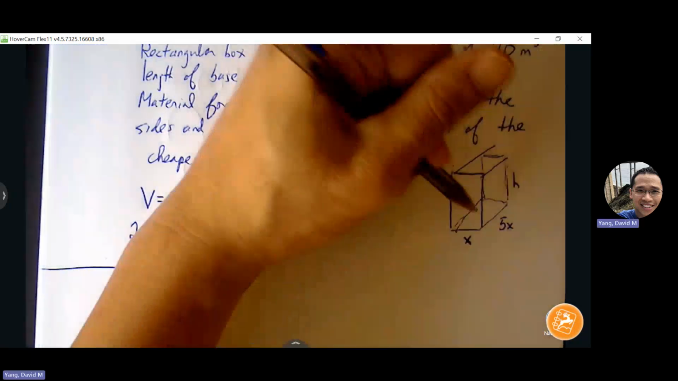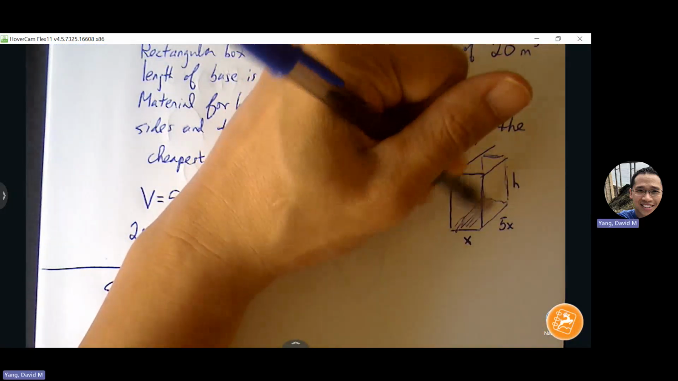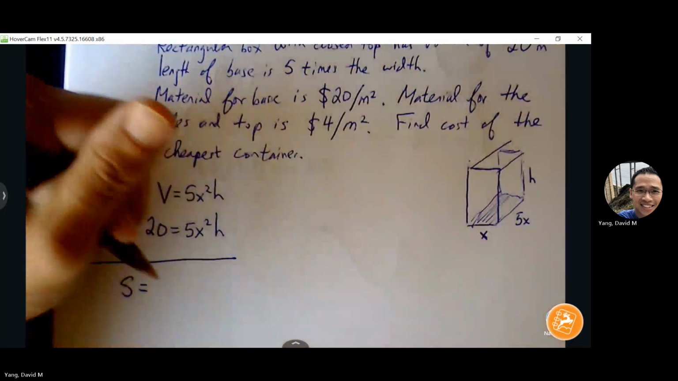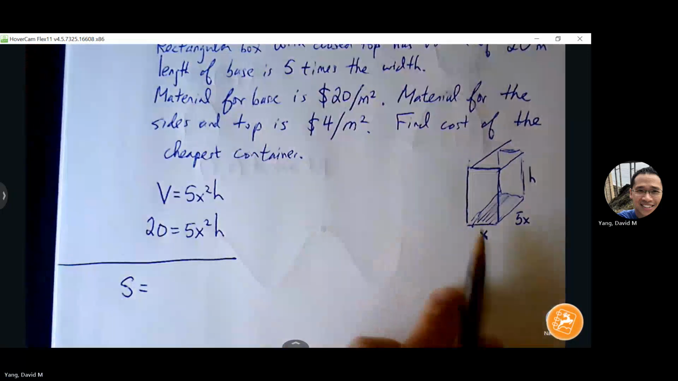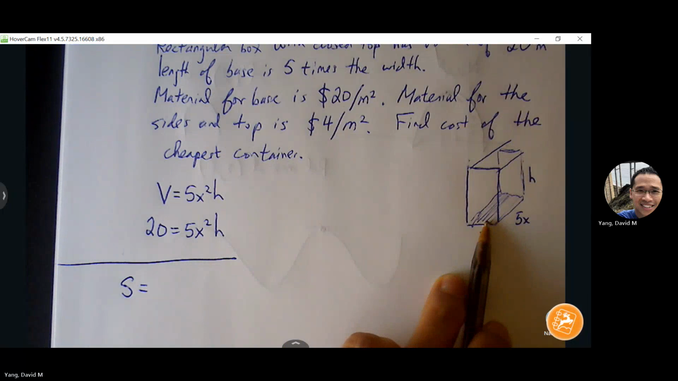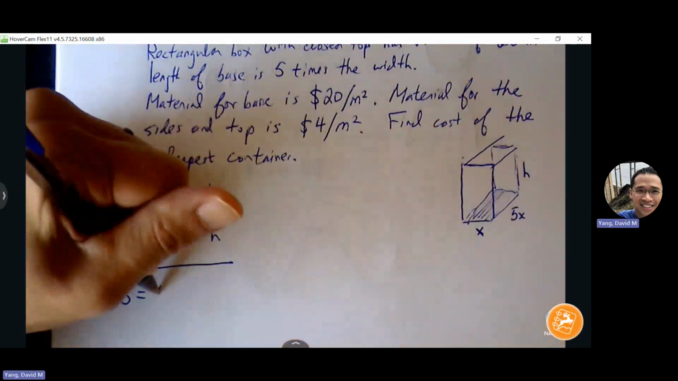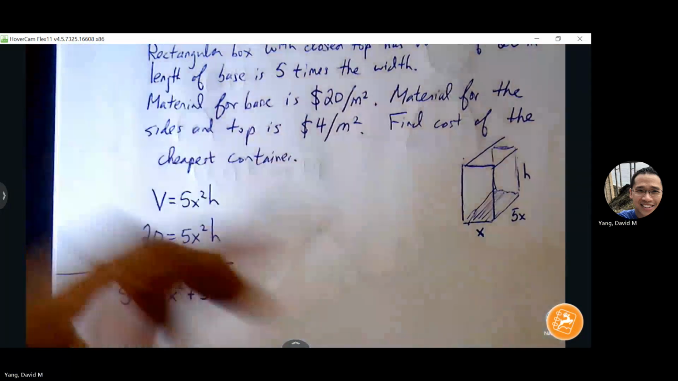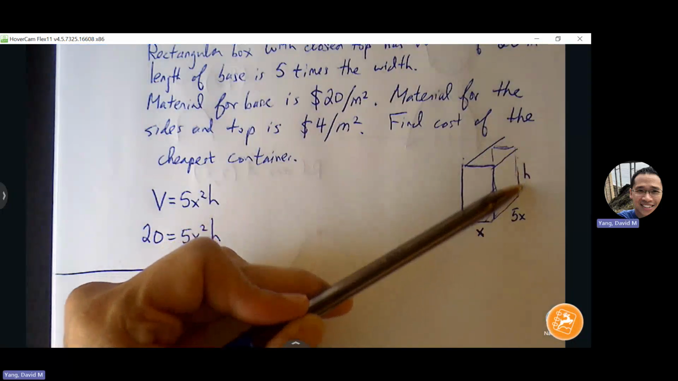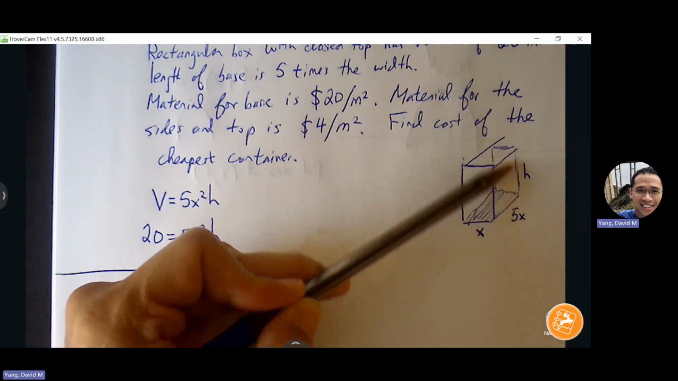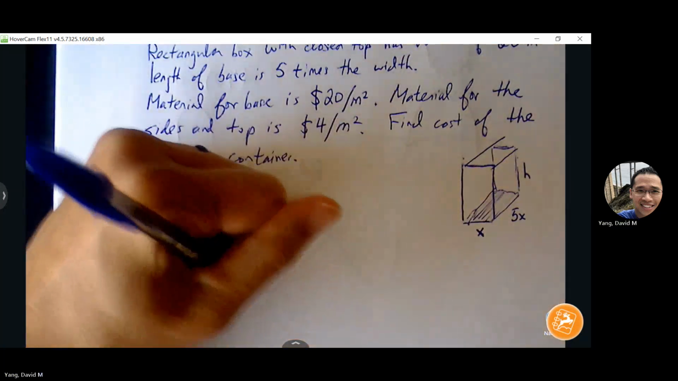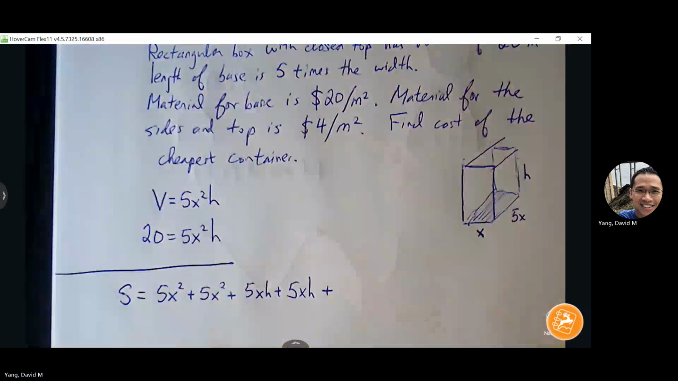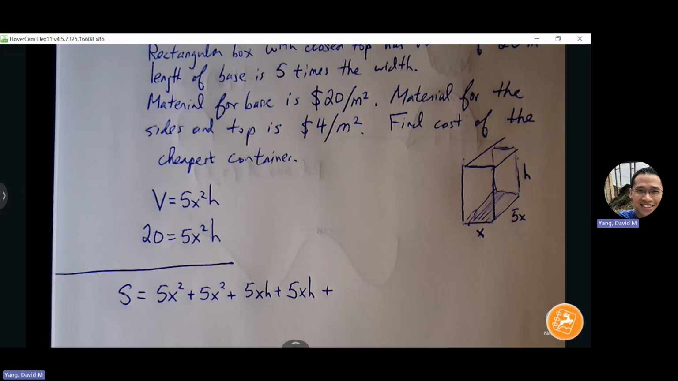Surface area. We're going to add up the area of all 6 of our surfaces since this is a closed top. What is the area of my base? So 5x squared. And then there's another 5x squared, right? What's the area of my larger vertical side? 5xh. And then there's also another 5xh. And the smaller side is xh.